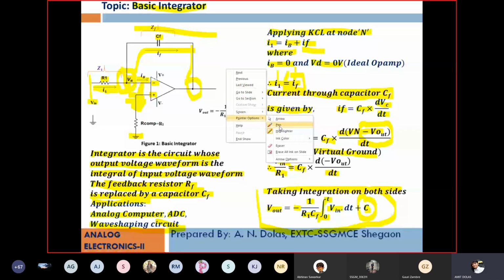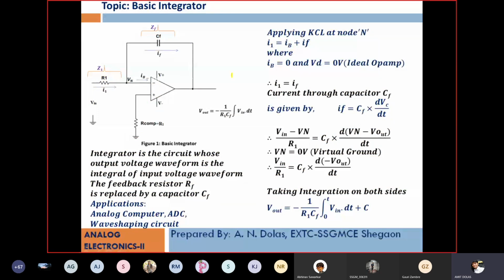Now we will see the drawback of this circuit. I'll erase all the ink. In the video it will be available, of course. Okay, now as we are integrating, are we integrating a DC signal? No. Your Vin input may have a very low frequency, that is 1 hertz, and it may have a very high frequency in kilohertz, megahertz, gigahertz likewise.